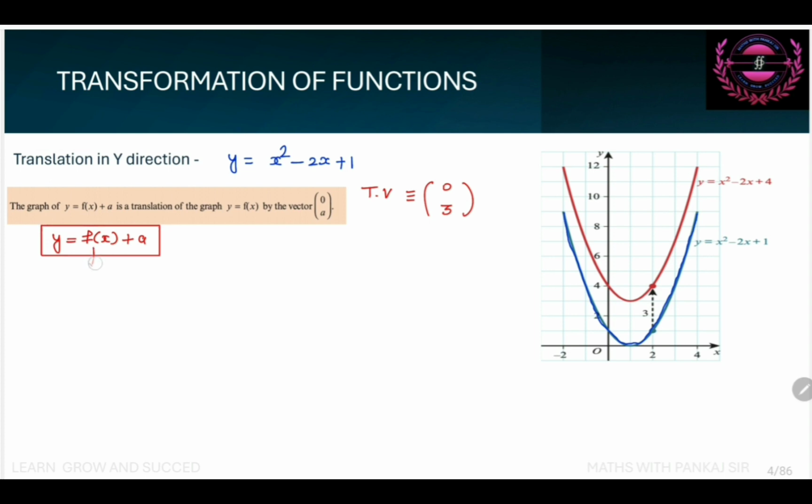So f(x) is our original function, which is drawn in blue color, and in red color we have the graph of the translated original curve.